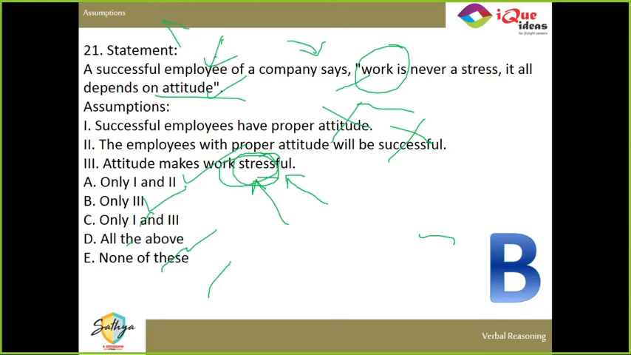Slightly difficult question, but did you understand the logic behind it? I hope everybody got the logic behind this one.